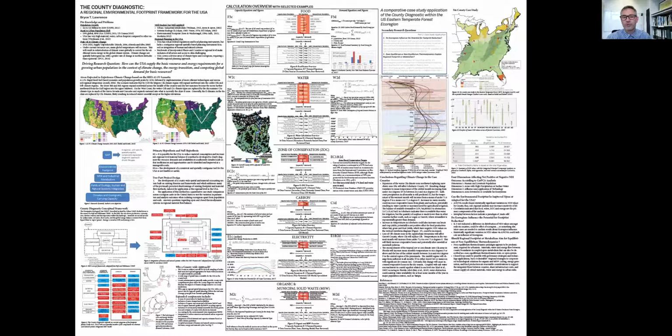The driving research question in this study is, how can the USA supply the basic resources and energy demands of a growing urban population in the context of climate change, the energy transition, and competing global demand for basic resources?